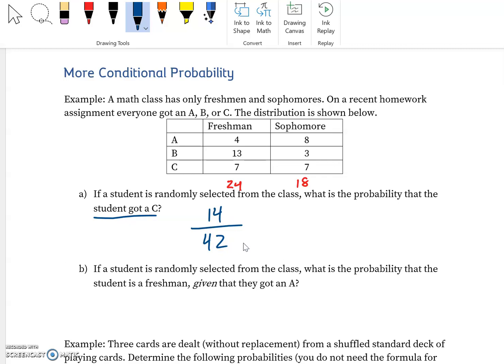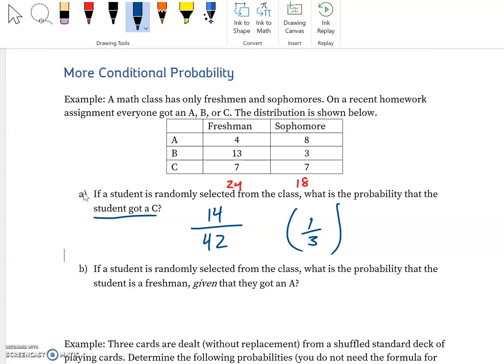Yes, a lot of times we're going to have fractions. You can simplify a little bit. And so this would actually simplify to 1/3. But for the most part, I'm okay with not simplifying these, just kind of leaving them as is, especially because sometimes we want to compare to other scenarios. All right, let's look at part B.